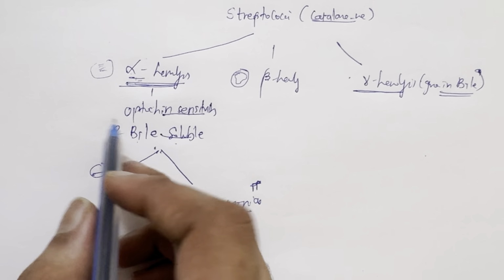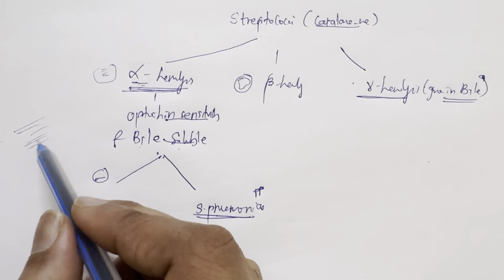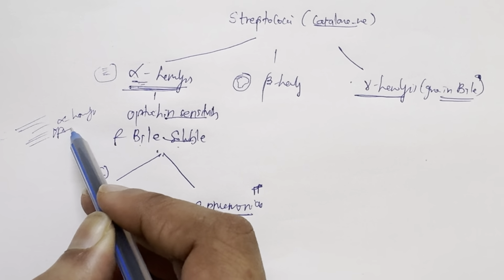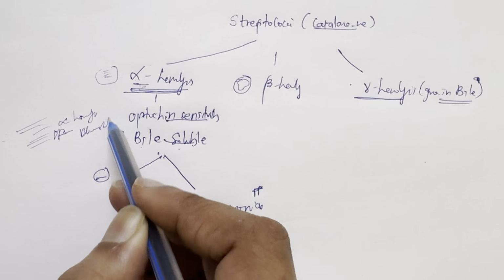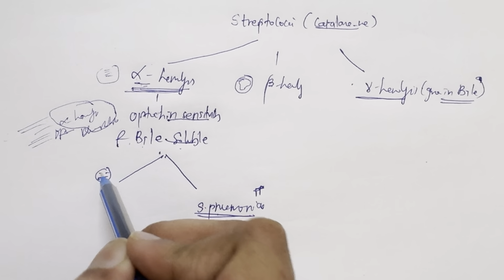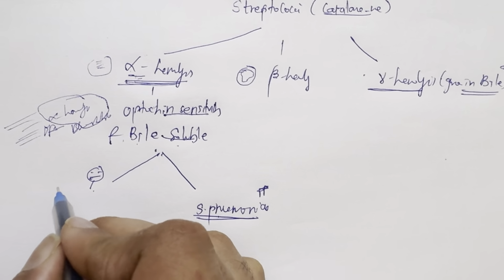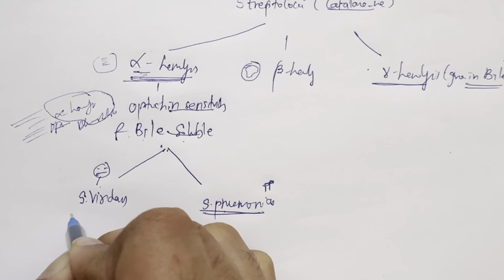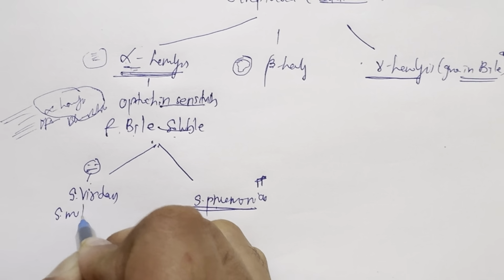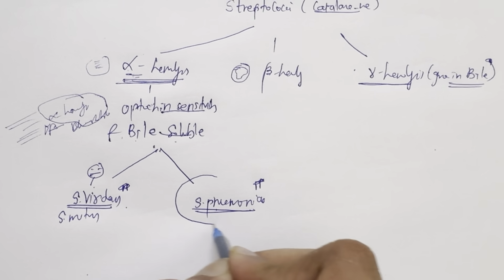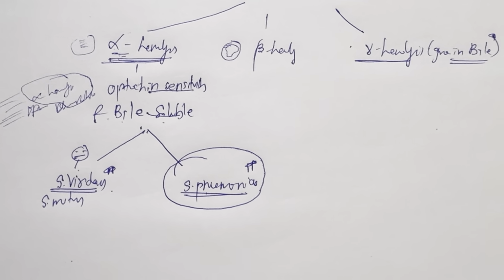So if the question shows you a big stem, but the key points are that the organism shows alpha hemolysis, but it is optochin resistant, or is a bile insoluble organism, then in your mind this table should come, and it shows you clearly that this organism is Strep viridans. Could be Strep viridans or Strep mutans, but Strep viridans is very important for us. So first things first, we'll discuss Strep pneumonia first.